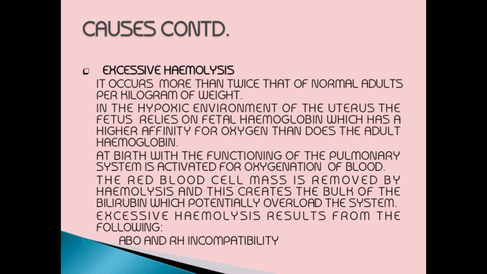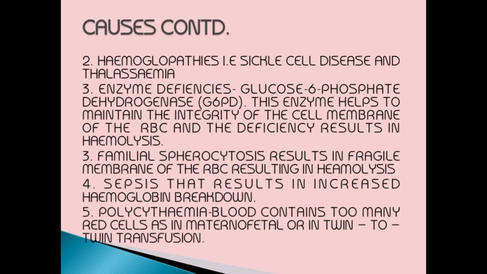Now, how does this excessive hemolysis come about? What may cause excessive hemolysis, or excessive red blood cell breakdown? Number one is ABO and rhesus incompatibility, where the blood group of a child and the mother are incompatible. Hence, there is going to be a reaction that will start causing these red blood cells to be broken down, hence leading to jaundice.